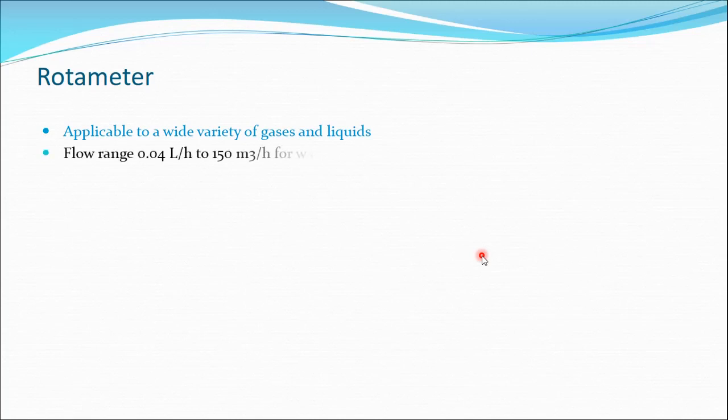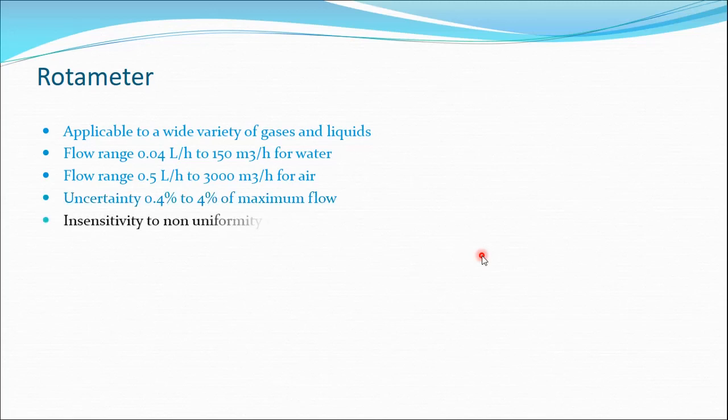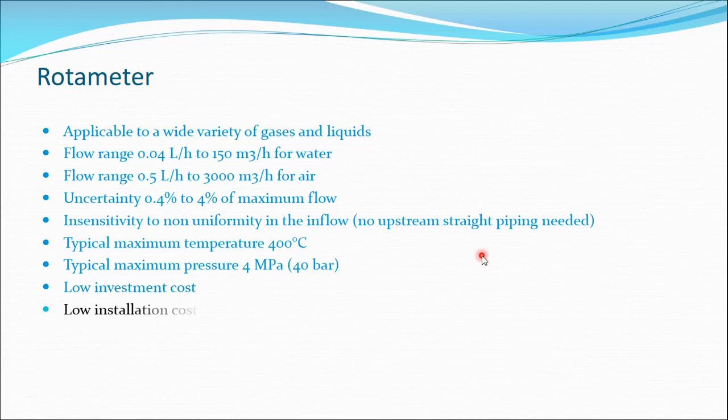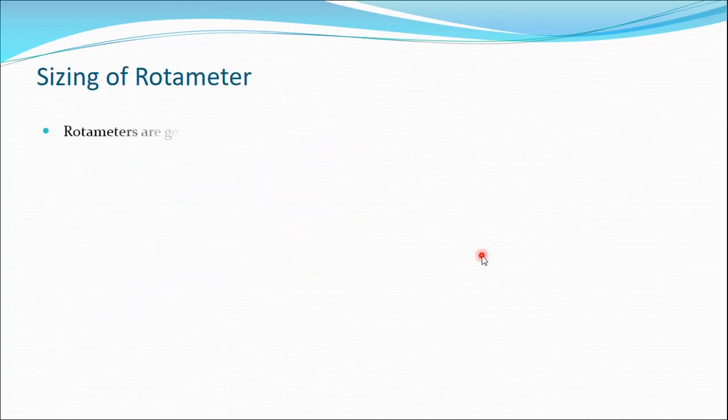Basically, rotameters are applicable to a wide variety of gases and liquids. A flow range of 0.04 liter per hour to 150 cubic meters per hour for water. And there is an uncertainty of 0.4% to 4% of maximum flow. There is insensitivity to non-uniformity in the inflow. Typical maximum temperature is 400 degrees Celsius. Typical maximum pressure is 4 megapascal. Low investment cost and low installation cost are there.